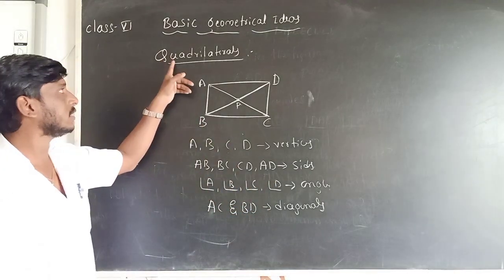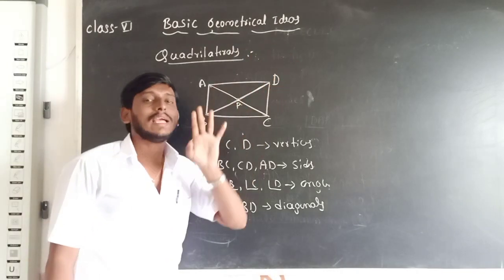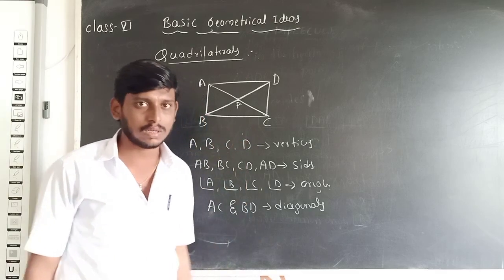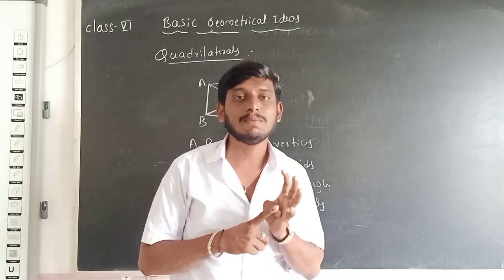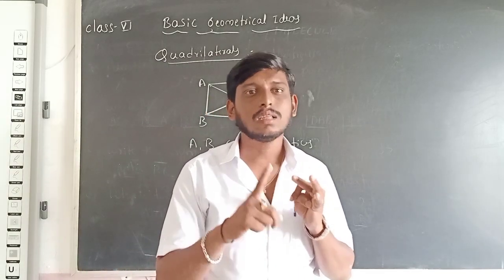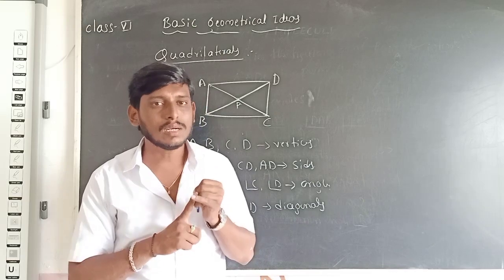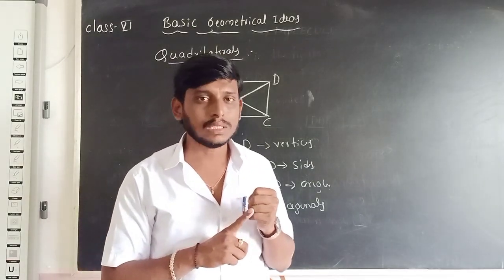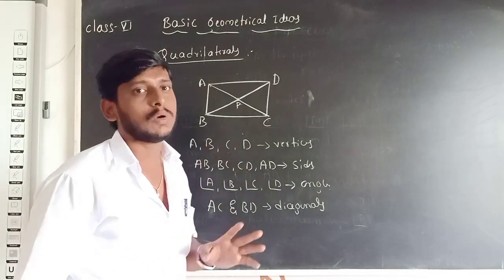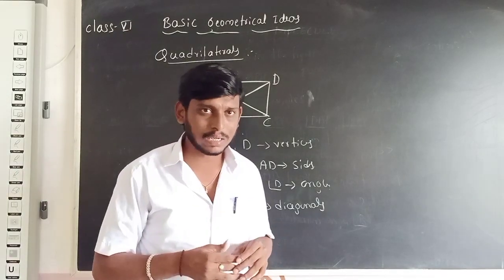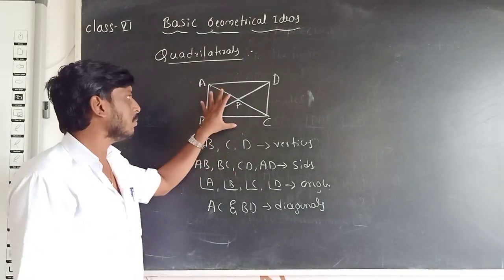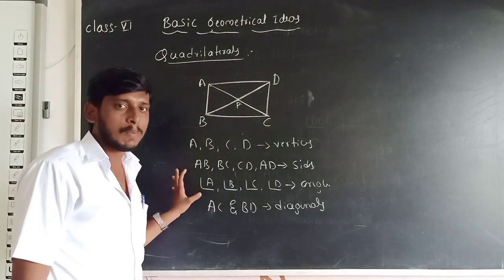And recently we also studied the types of quadrilaterals. Actually the types of quadrilaterals are not in your syllabus, but it will help you in the future. There are 6 types of quadrilaterals: square, rectangle, parallelogram, trapezium, rhombus, and kite. The properties we will discuss in the coming years. So for this year, this is enough: what you mean by quadrilateral and what the properties of a quadrilateral are.